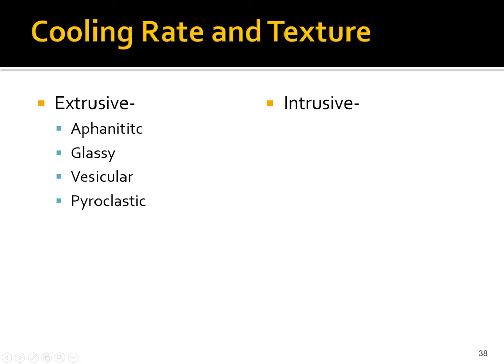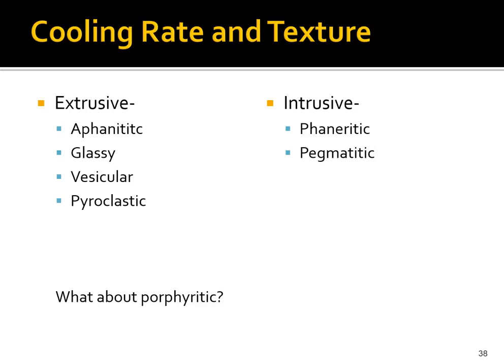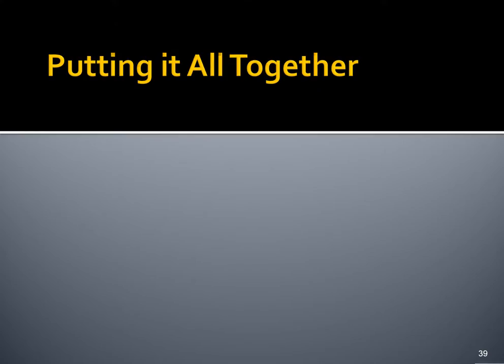That's versus intrusive rocks. These are the ones with big crystals. So phaneritic and pegmatitic are really your two big intrusive rocks. So what about porphyritic? Well, it's somewhere in between the two. It starts its life out as intrusive, but ends up extrusive before it's done. So it doesn't fit nicely into either one of those.